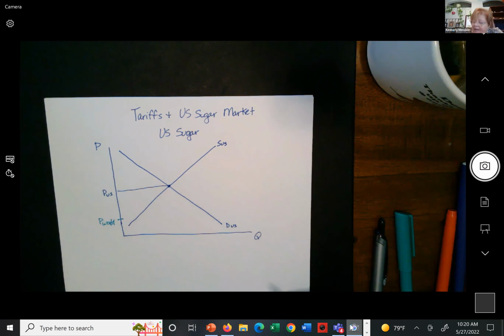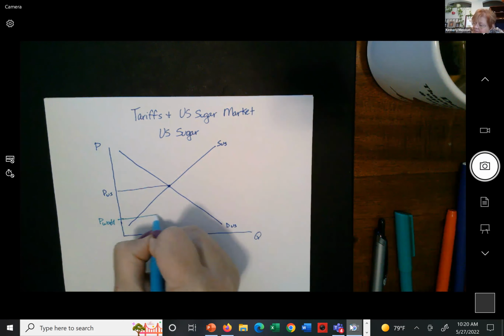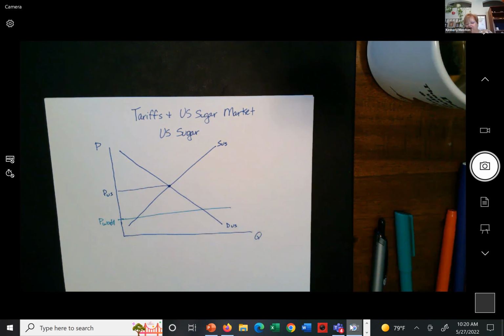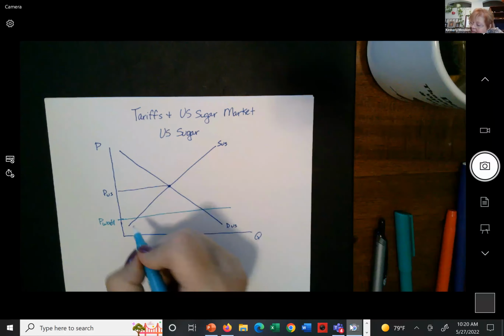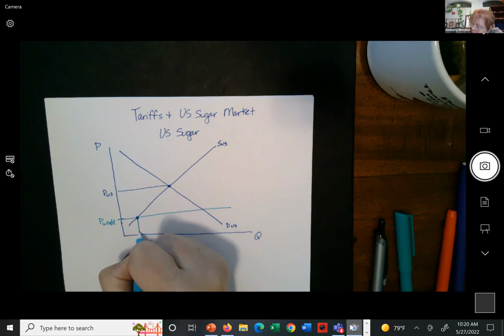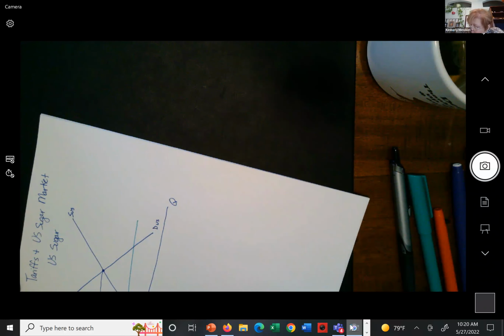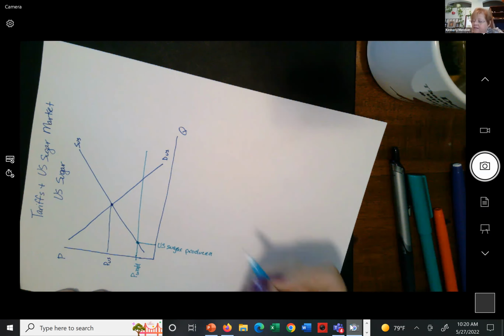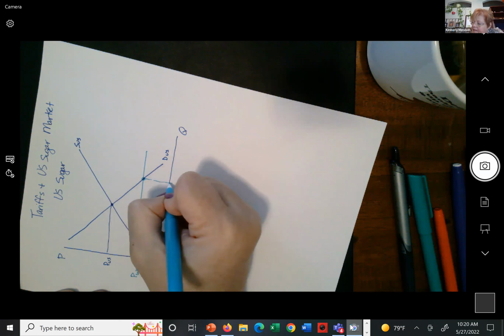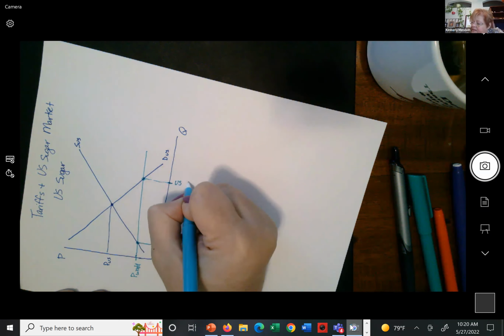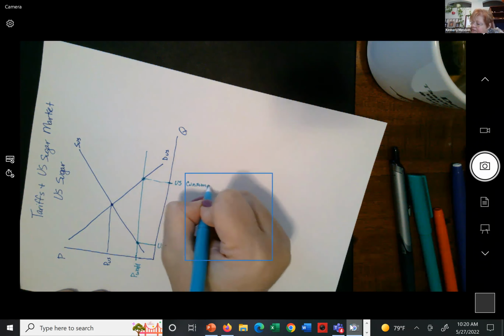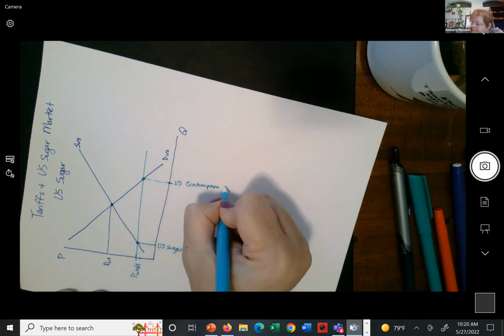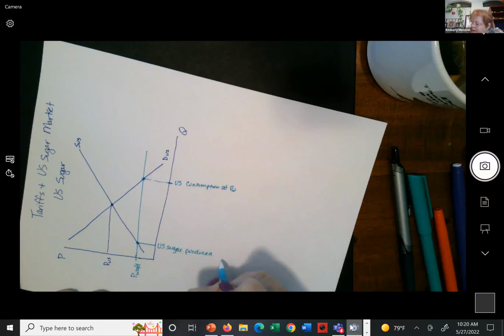So the world price of sugar is way down here. That should be a straight line, which means at the world price of sugar, here's what we have in the United States. This is how much sugar is produced in the United States at the world price. And this is the U.S. consumption of sugar at the world price.